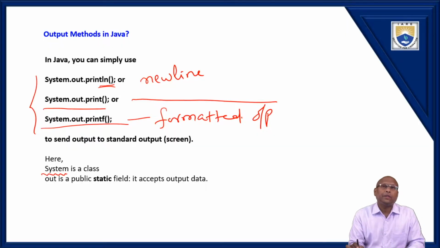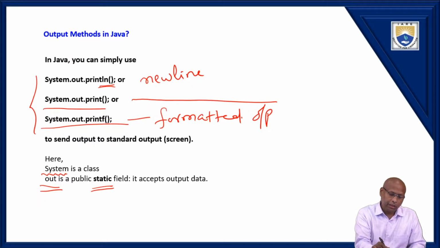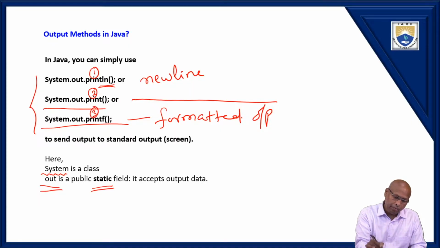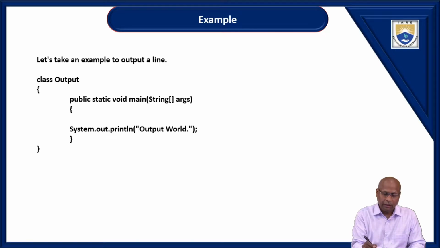For this, which class do you have to use? The System class. Under the System class, there is a standard static object, that is the out object. Out is a static object which is available in the System class. You can call it directly. And under the out object, there are three methods. First method is println, second is print, third is printf.